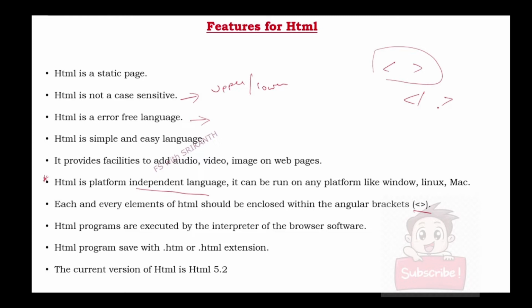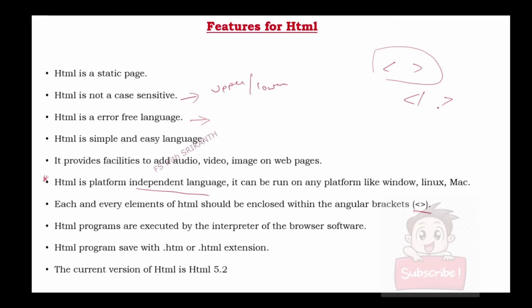Next, HTML programs are executed by the interpreter of the browser software. It means we don't need to install any new software for HTML programs. Just with the help of a browser you can execute them. Why? Because the browser has an interpreter. The interpreter converts your code into machine understandable form, right? You never compile your program. So HTML programs are not compiled.